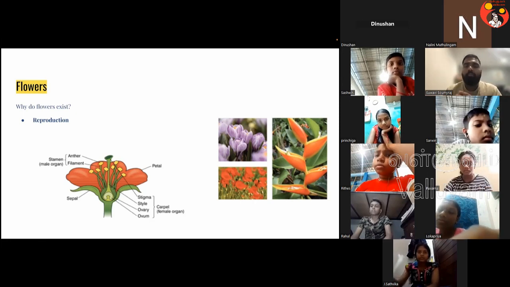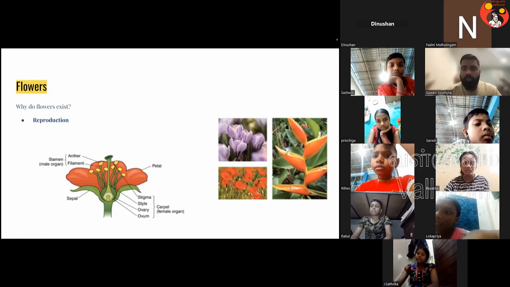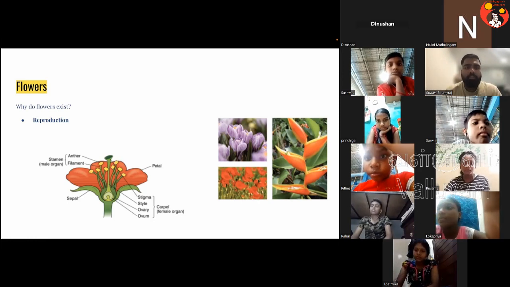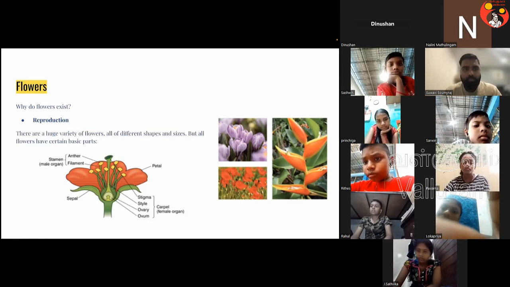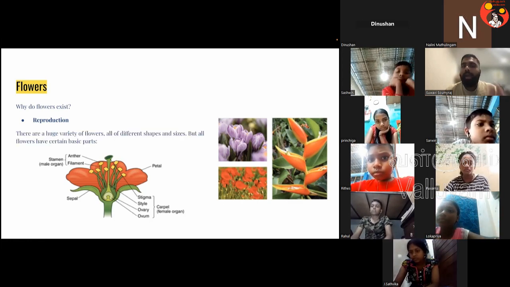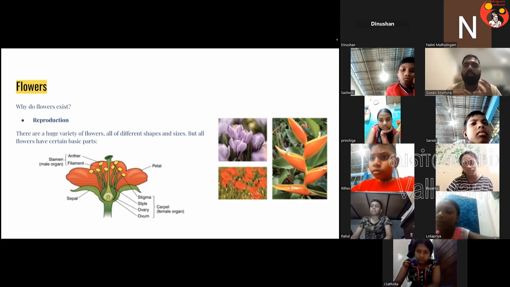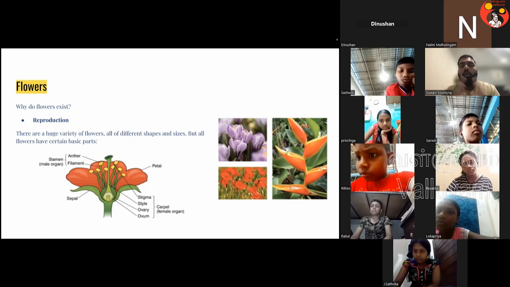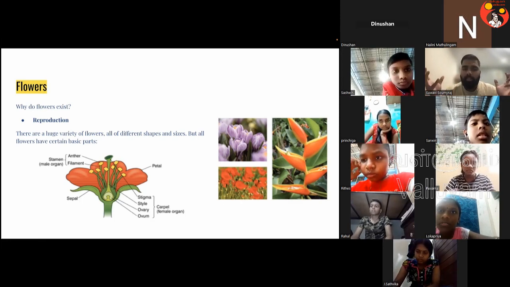They can turn into fruit, which then turns into seeds. They're definitely involved, in terms of the plant, in creating oxygen and producing that as well. But flowers as a key component exist to help in reproduction of plants. Now, flowers themselves can come in various different shapes, sizes, and colors, but all flowers have specific parts that create what they are.